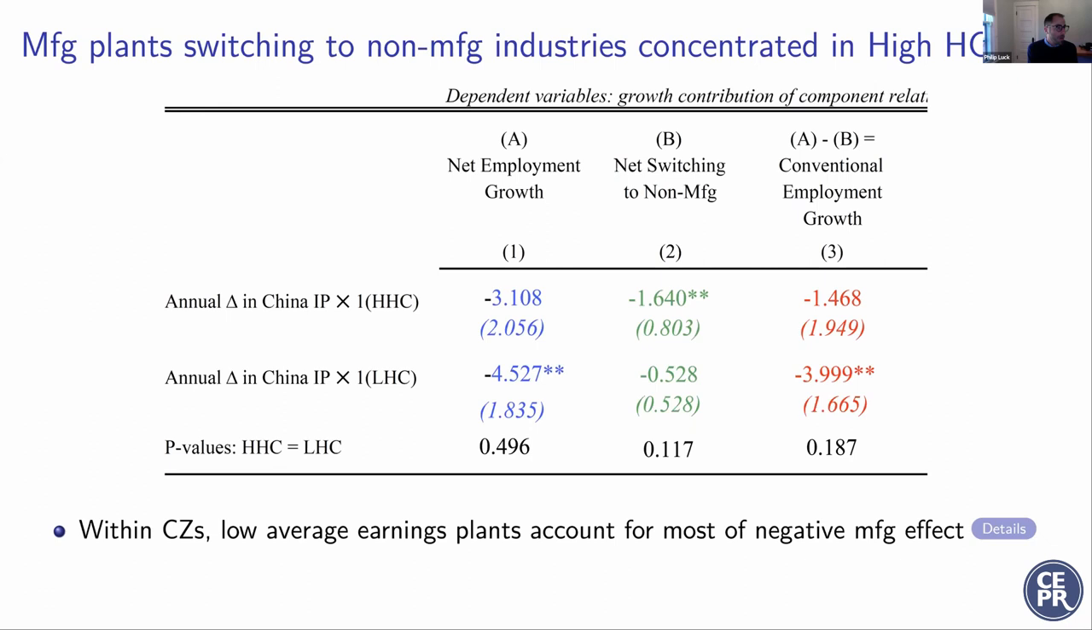So in column two, we have what's called net switching. So this is switching in minus switching out. So that's the net of employment change that's due to this reclassification of establishments. And what you can see here is that basically the vast majority of that switching is occurring in these high human capital areas. Right, so not only is switching within large firms, within importers, and within firms expanding offshoring, it's also highly concentrated in these high human capital areas.